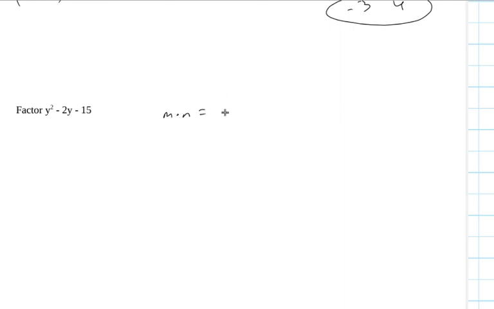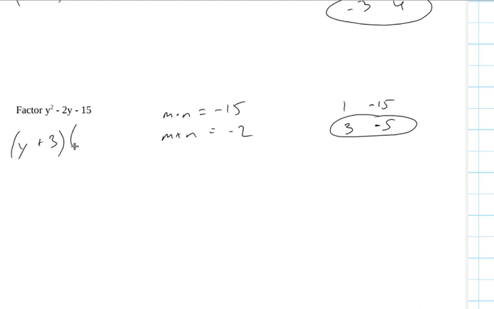Alright, similarly here, we want the product to be negative 15 and the sum to be negative 2. Let's see, 1 and 15, 3 and 5. It looks like those are the only ways that I can write a product of 15. I want the product to be negative and the sum also to be negative, which means the negative is going to go on the right-hand side. It's going to go on the larger of the two numbers. And you can see there's my sum of negative 2 right there. This factors as y plus 3 times y minus 5.